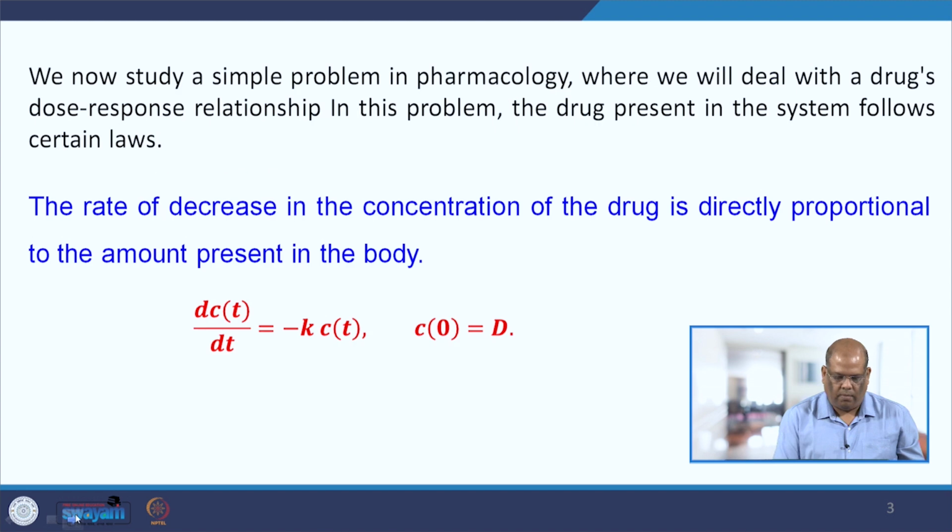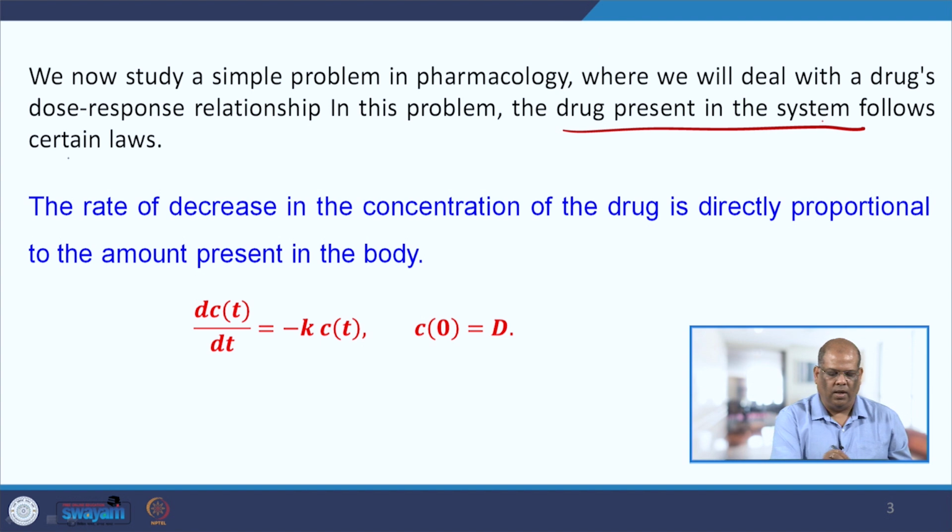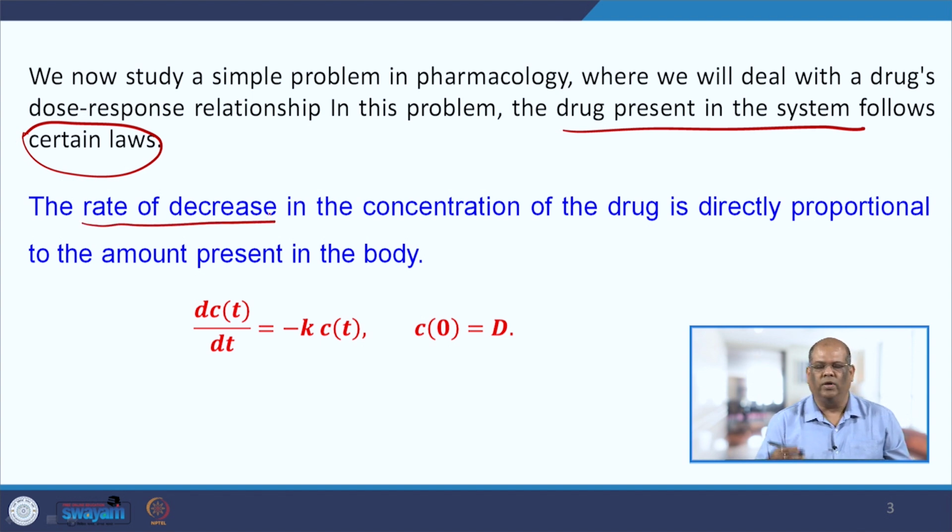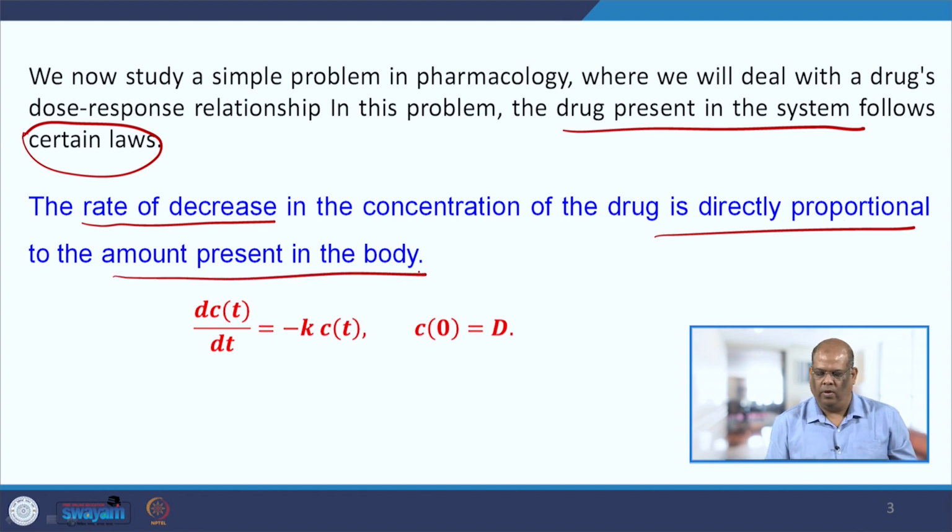While doing this mathematical modeling, we assume that the drug present in the system follows certain laws. And what are the laws? When the drug enters your body, obviously it will decrease until it finds the targeted region, and that decrease is proportional to the amount present in the body. So, this is one assumption. There can be more assumptions. It can be proportional to the square of the amount present in the body, and so on. In this particular problem, we take the rate of decrease to be directly proportional to the amount present in the body.